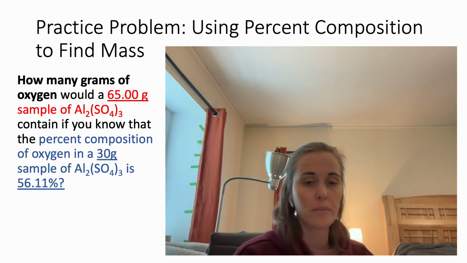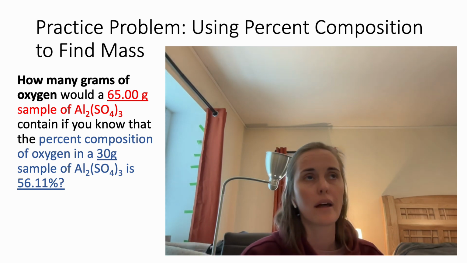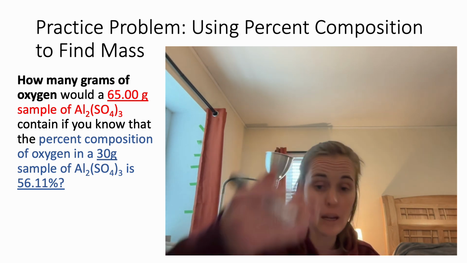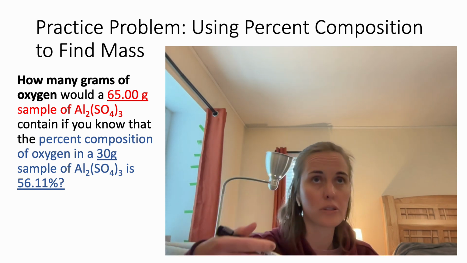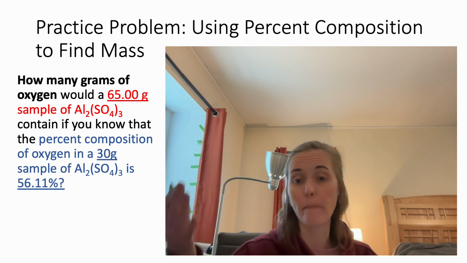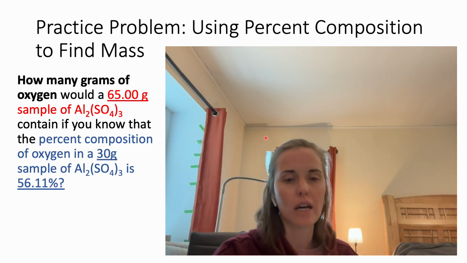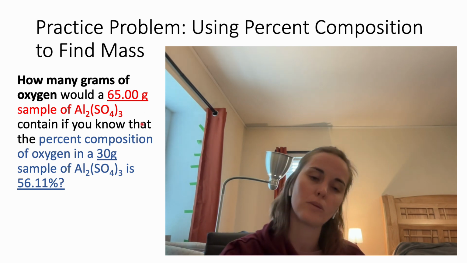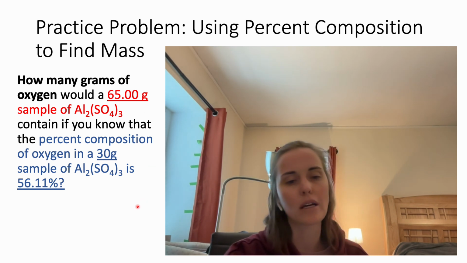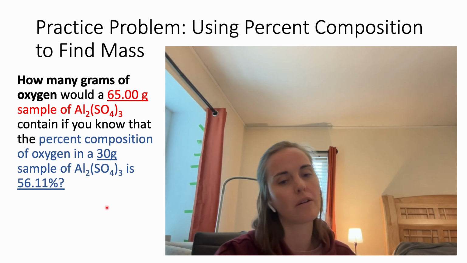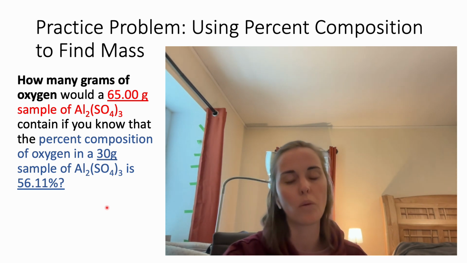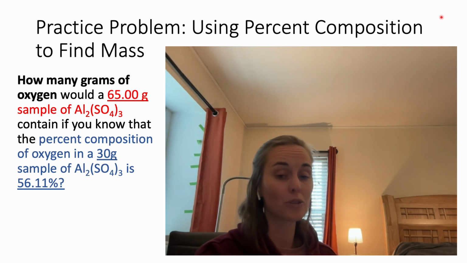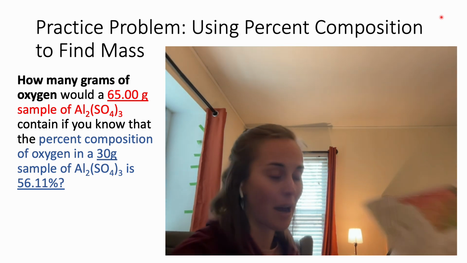So for this practice problem, we already did one that focused on just finding your percent compositions. Now we're going to take it a step further and use our percent compositions to find our mass. This question is asking, how many grams of oxygen would a 65.00 gram sample of aluminum sulfate contain if you know that the percent composition of oxygen in a 30 gram sample of aluminum sulfate is 56.11%? That's a huge mouthful, and it sounds really confusing. So let's break it down step by step.